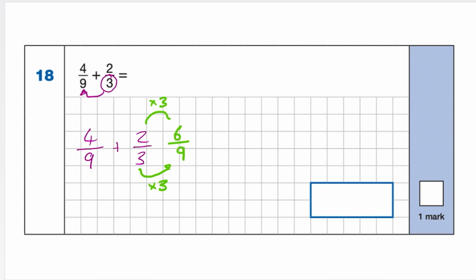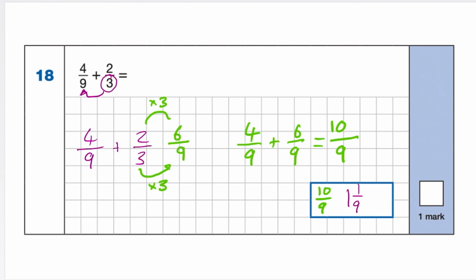So now I'm just adding 4/9 plus 6/9. And I should know that I'm going to be getting an answer that's going to be in 9ths. And I just need to add the numerators. 4 plus 6 is 10. My answer is 10/9. Now this fraction is an improper fraction. To get the mark, that's absolutely fine, but if you really wanted to show off, we could turn it into a mixed number by realizing that this is actually 1 and 1/9.